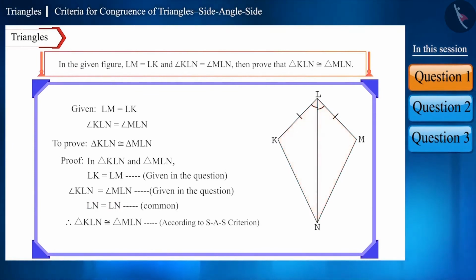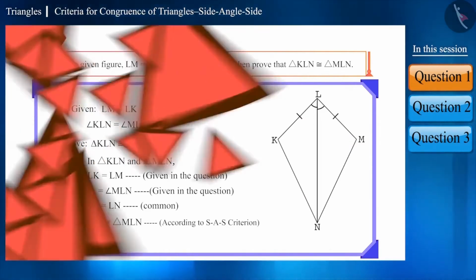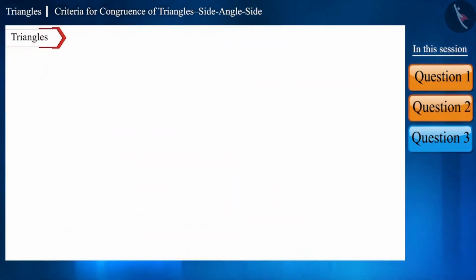And friends, while writing congruent triangles, write their names in the same order in which their sides and angles have one-to-one correspondence, or in the order in which they are congruent to each other. Let's move to the next question.